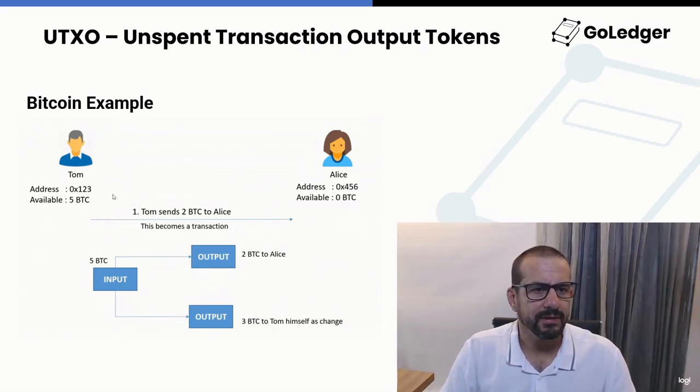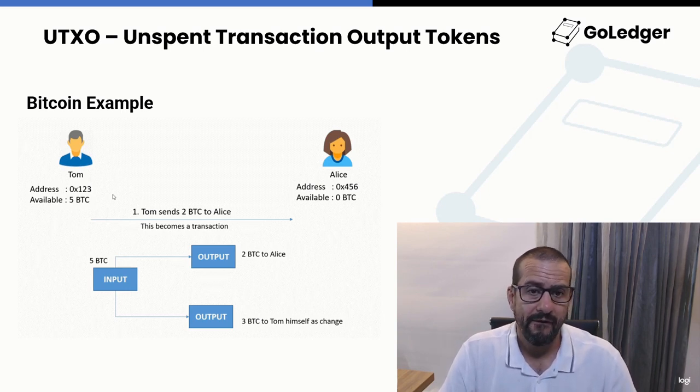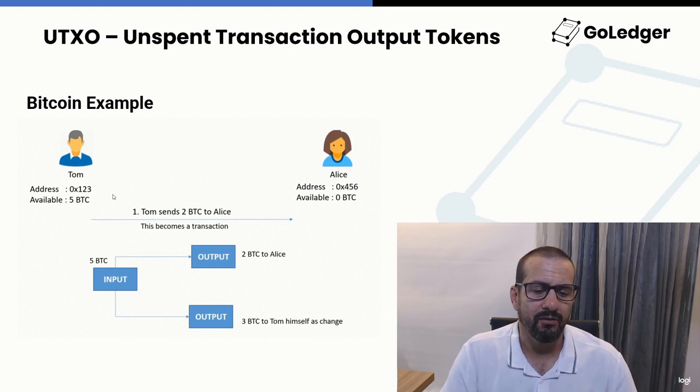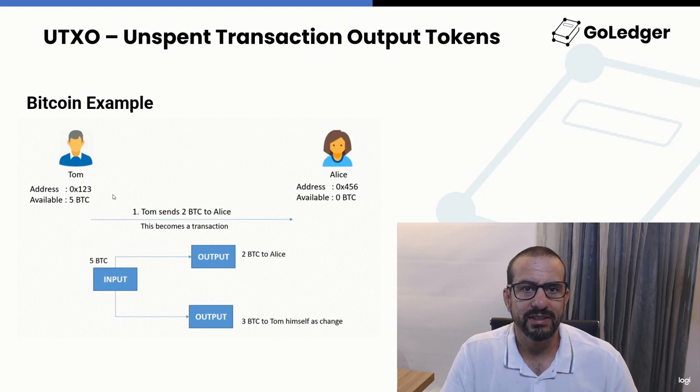Let's dive into this example right here, where Tom sends 2 bitcoins to Alice. Initially, Tom has an asset with 5 bitcoins, and then signs a transaction that sends 2 bitcoins to Alice. The result of this process is that Alice will have an asset with 2 bitcoins. The 5 bitcoin asset of Tom will be burned, and he will receive a 3 bitcoin asset that will be the UTXO, the Unspent Transaction Output.